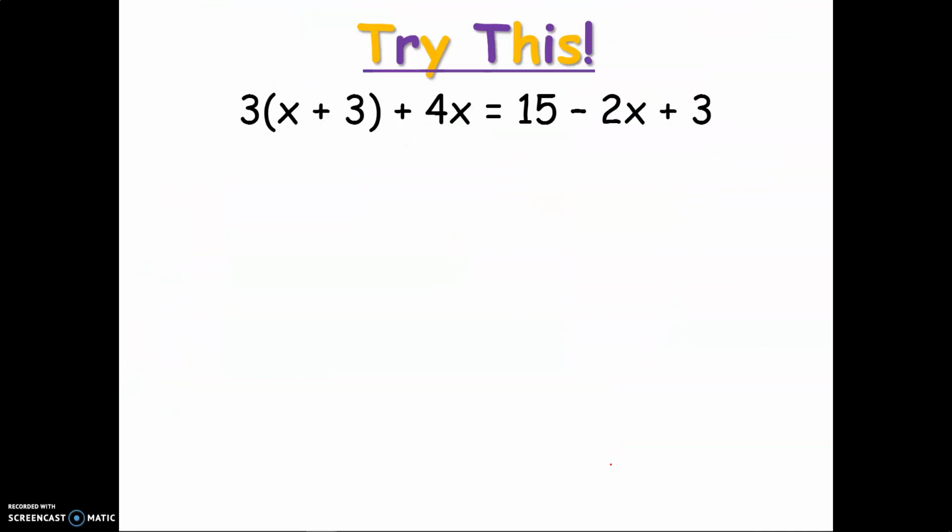All right, now it's your turn to try one more. We have 3 times x plus 3 plus 4x is equal to 15 minus 2x plus 3. Remember to simplify both sides of the equation before we try to move anything. Pause the video, give it a try. Check in with a neighbor or the teacher.